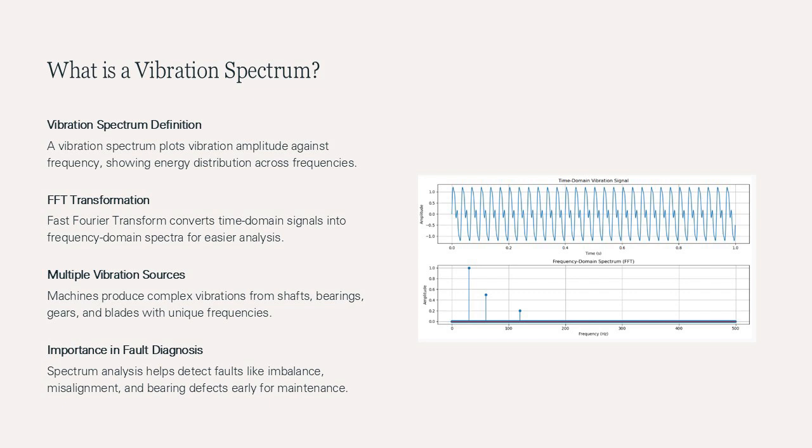Unlike a time waveform, which shows vibration over time, the spectrum provides a clear view of how energy is distributed across different frequencies. This transformation from time domain to frequency domain is achieved through the fast Fourier transform (FFT) algorithm.